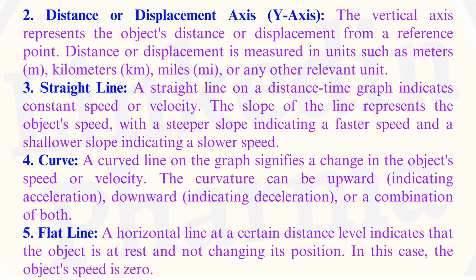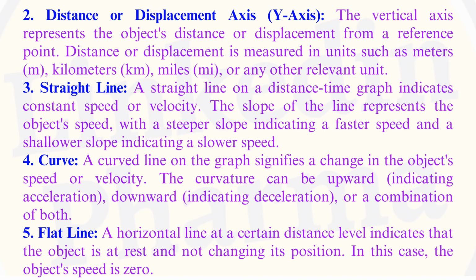4. Curve. A curved line on the graph signifies a change in the object's speed or velocity. The curvature can be upward, indicating acceleration, downward, indicating deceleration, or a combination of both. 5. Flat line. A horizontal line at a certain distance level indicates that the object is at rest and not changing its position.